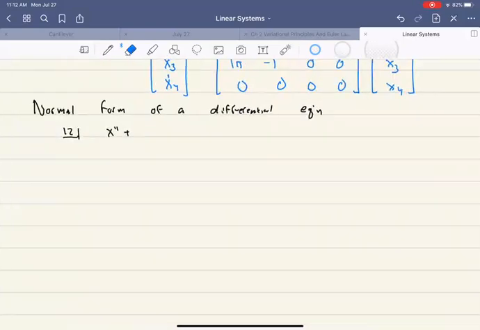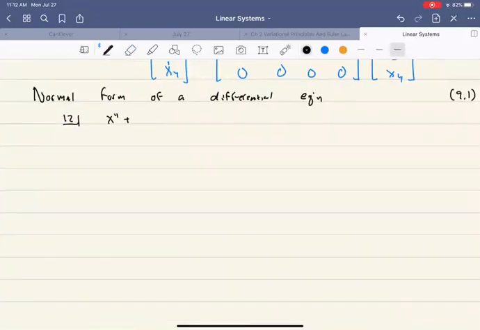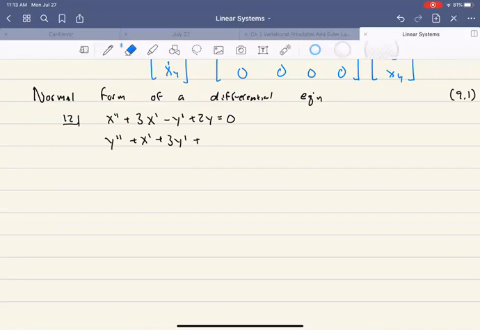So we're going to have x double prime plus 3x prime minus y prime plus 2y equals 0, and y double prime plus x prime plus 3y prime plus y equals 0. So the first thing that we should think about is, what does this prime mean?